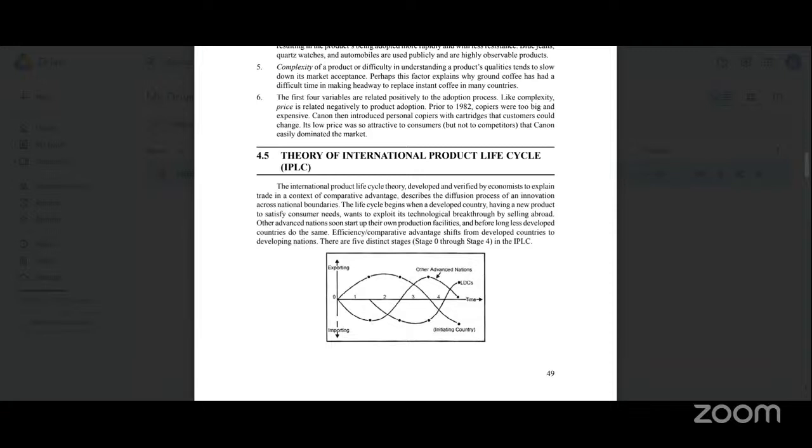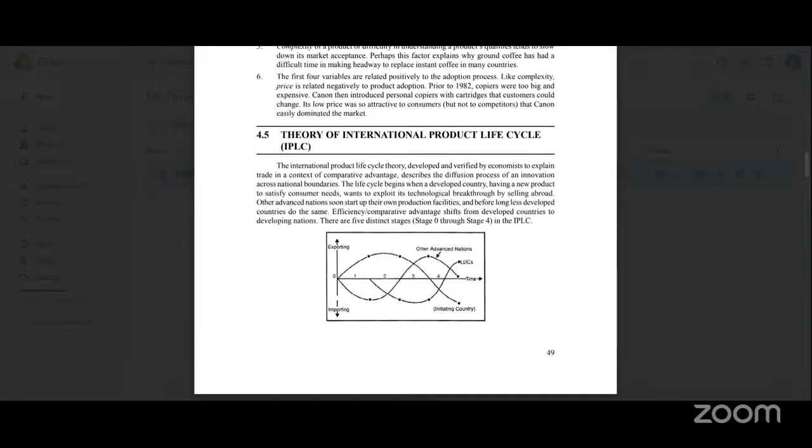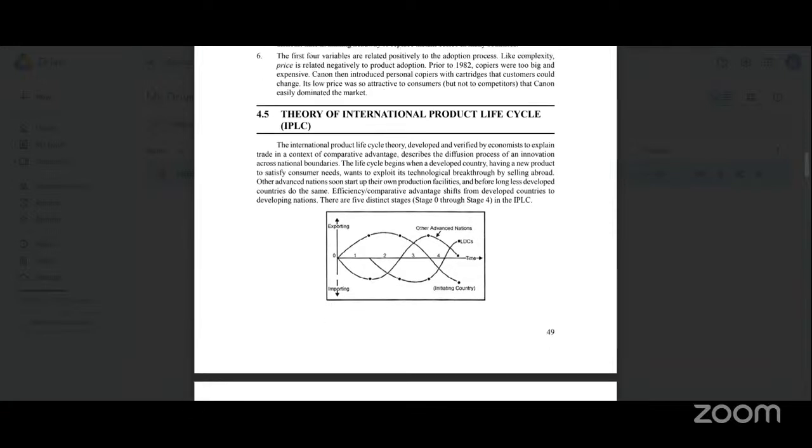So it started dominating the entire photo xeroxing process. So next, let's go into the theory of international product life cycle, that is IPLC.